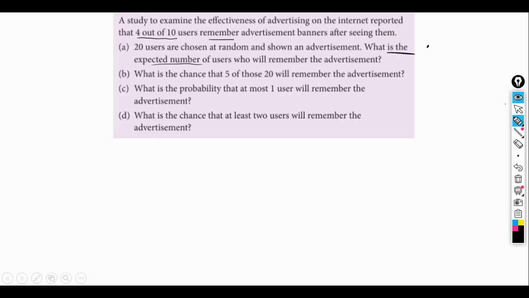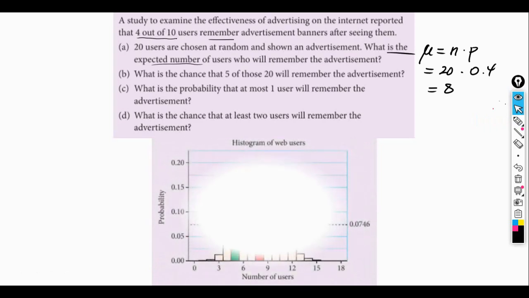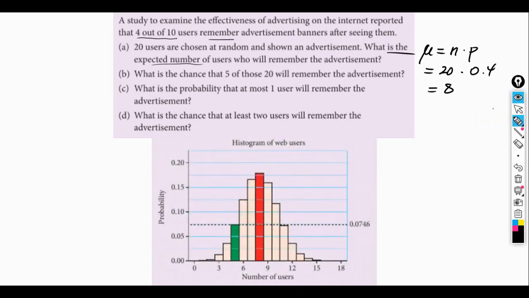So remember that that's mu, and mu is the number of trials times the probability of success. So in this case, it's going to be 20 users times the probability of success, which is 4 out of 10, or 0.4, and this is going to give us 8. So this is the expected value. Now let's take a look at the histogram in this situation. Note that on the histogram, the area in red here corresponds to the expected value 8.